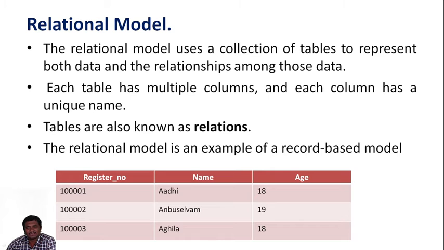The tables are also known as a relation. The reason it is called a relational model is that the table is always said to be a relation. A relation is nothing but a table. Then only this model is called a relational model. It is used in a relational database management system, shortly called RDBMS. The relational model is an example of the record-based model because it also maintains the records.